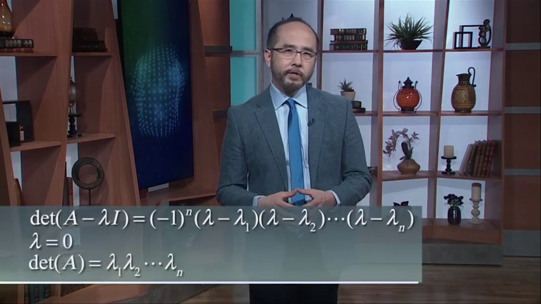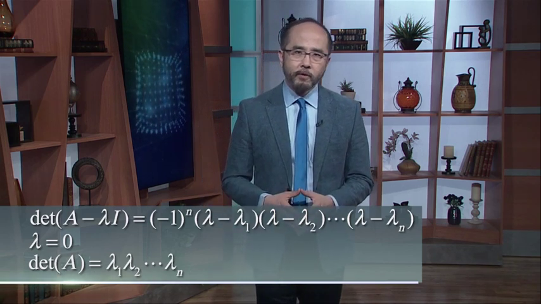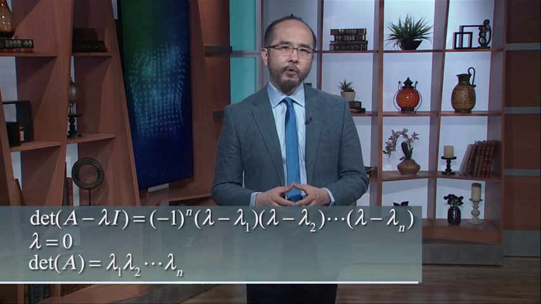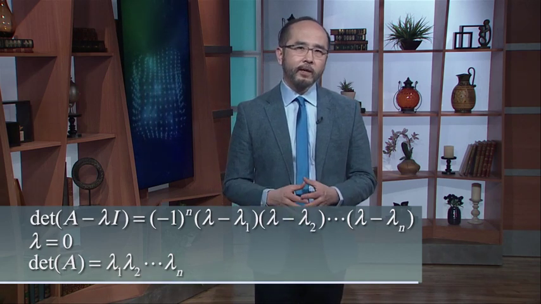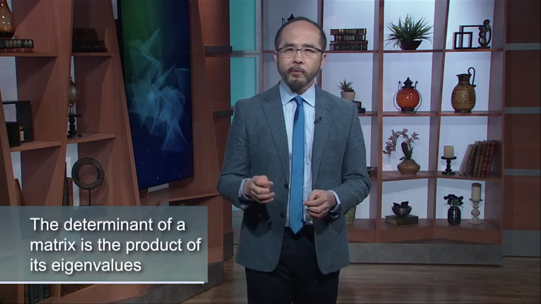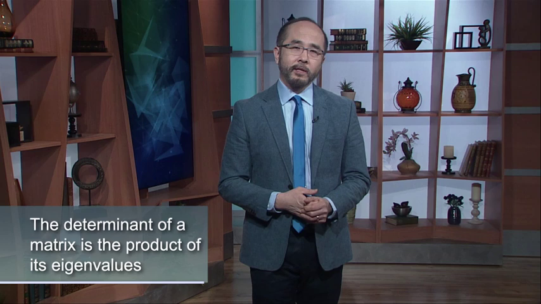On the other hand, if you look at the factored expression for the characteristic polynomial and set the variable lambda equal to 0, you get the determinant of A on the left side and the product of the eigenvalues on the right side once you clear all the negative signs. So the determinant of a matrix is the product of its eigenvalues.